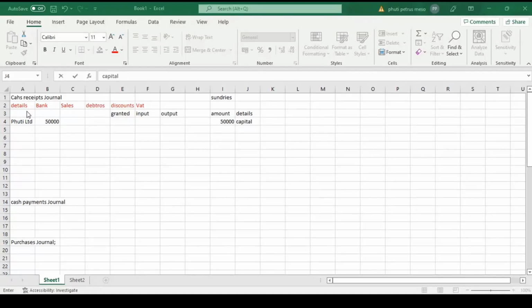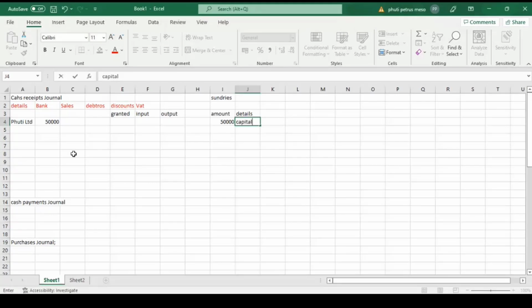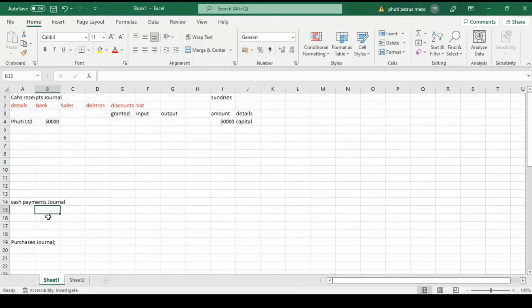And let me go back to, I'm going to put the columns for the CPJ that don't match with the receipts, because of the slowness of my PC. All right. So here you're going to have bank. Let me just do it this way. Bank. And then you're going to have purchases.